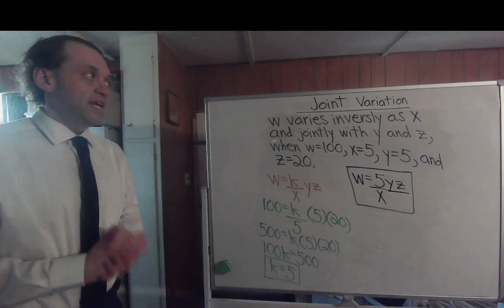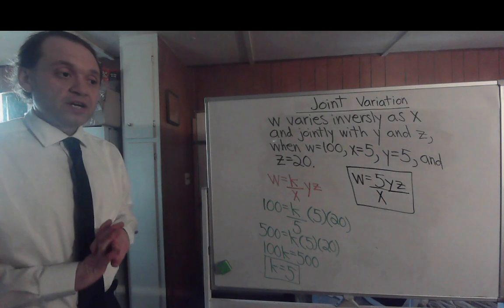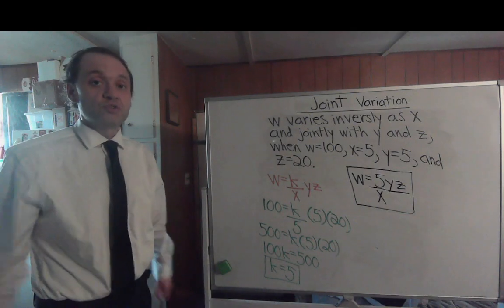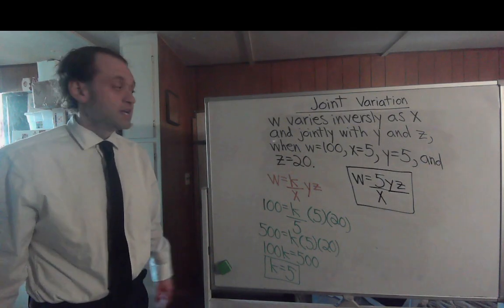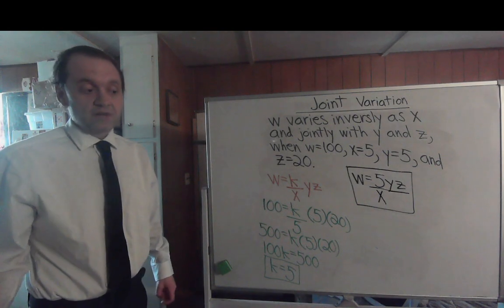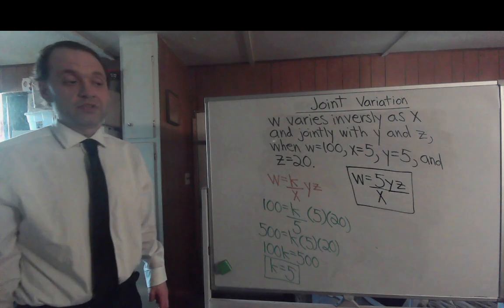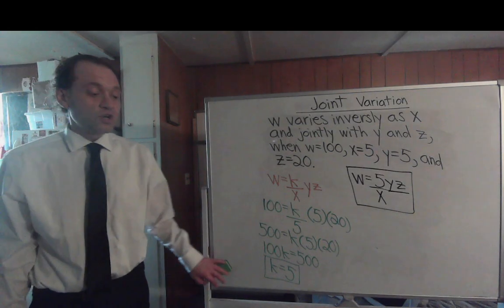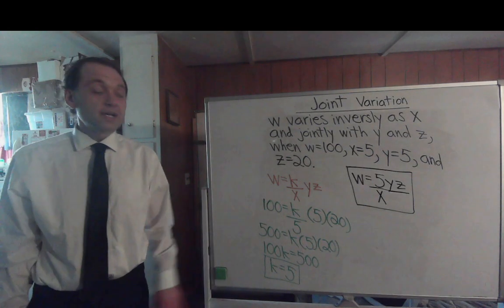So that's really it for inverse and joint variation. The next lesson, the next few lessons actually, we're going to graph rational functions. In the next lesson, we're going to start out lesson 1 of graphing rational functions, where the degree of the numerator is less than the degree of the denominator. So I hope everyone has a great night. Take care.